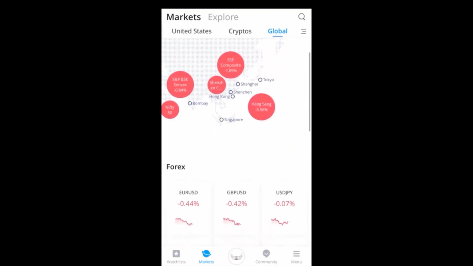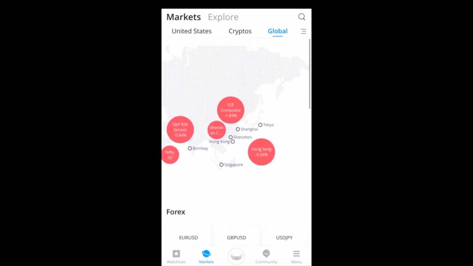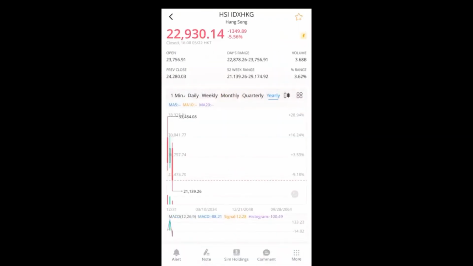And if you're into Forex, you can look at foreign exchange. So you have the euro versus the dollar, the Great Britain pound versus the dollar versus Japanese yen. And you can view all of that information here. And if you wanted to view a specific market, you can click on these bubbles and it will take you to those global markets to see what's going on.